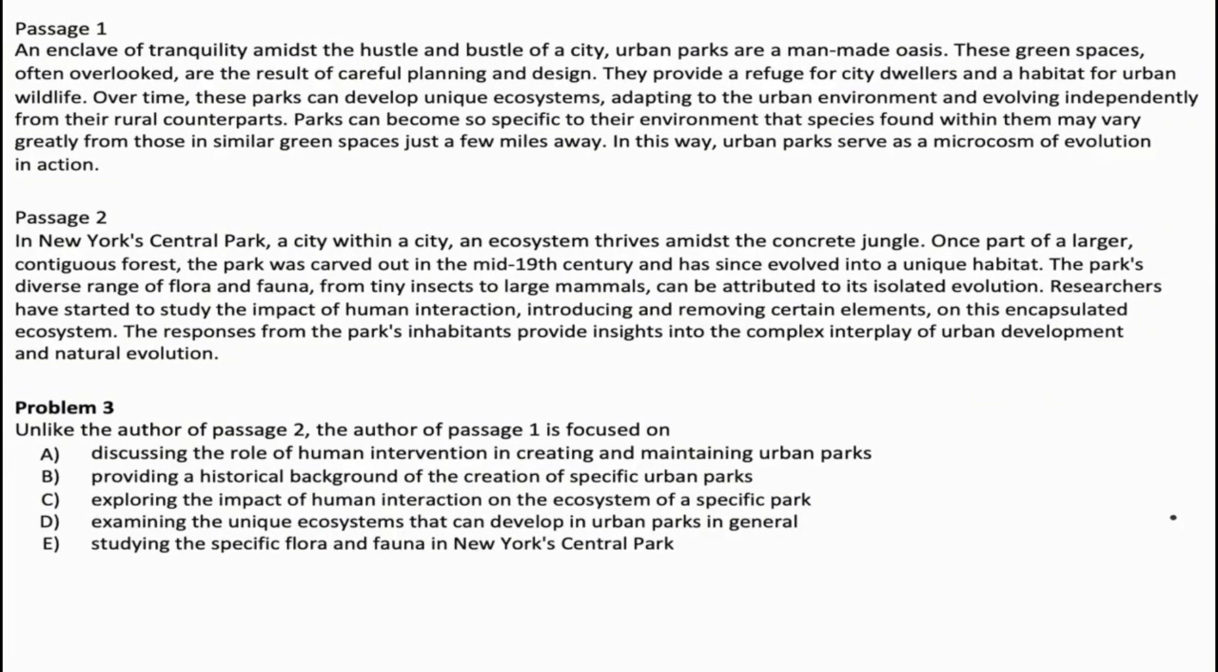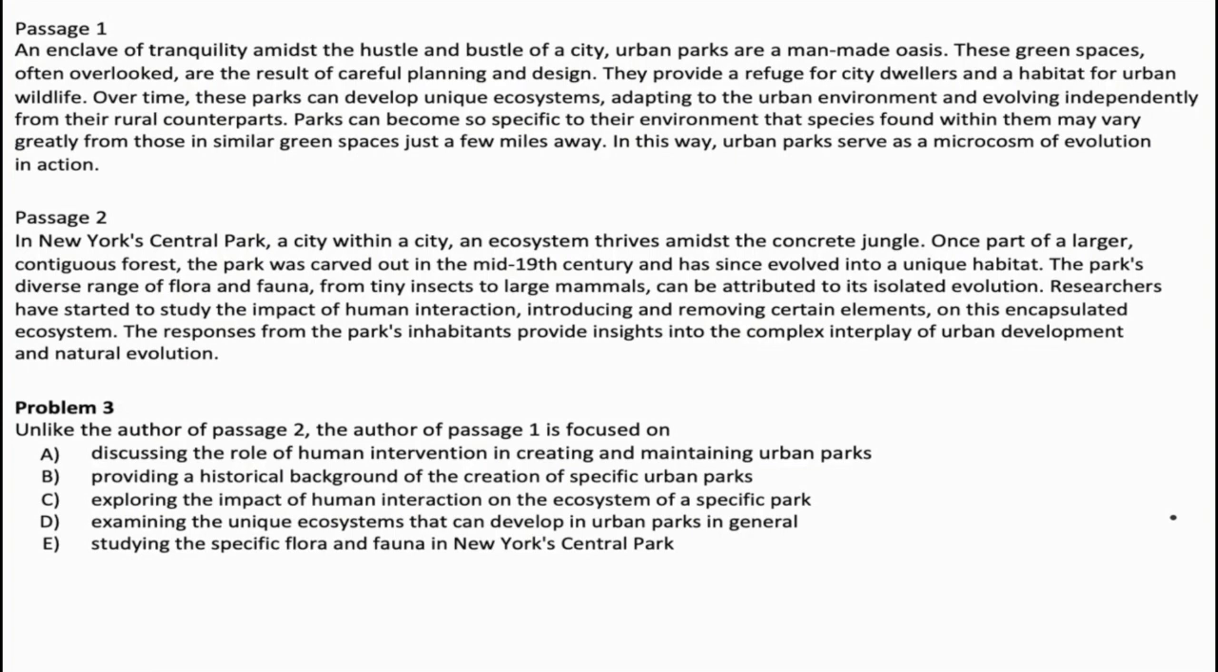So for our third question here, it says, unlike the author of passage 2, the author of passage 1 is focused on what? As a prediction, I would say passage 1 talks a little bit more generally about where urban parks come from, or where they can come from at least. And it also talks a little bit more generally about the ways that their ecosystems can be different from those around them because they're isolated. Whereas passage 2 goes a bit more specifically into Central Park and the way that it interacts with the city.